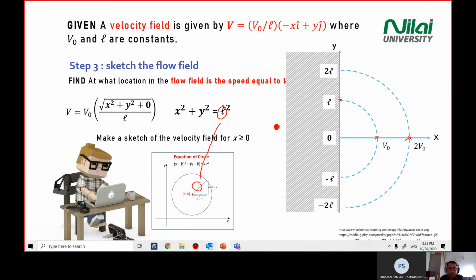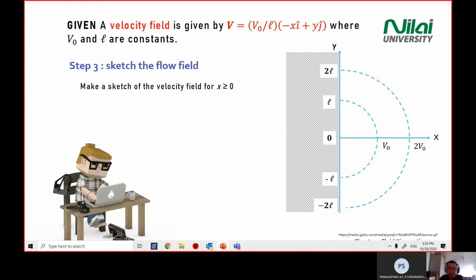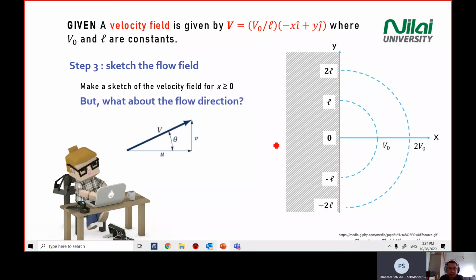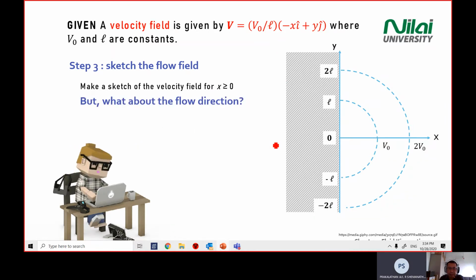Okay, and because our velocity has magnitude and direction, we need to draw out the direction first. How do we know the direction? Negative or positive. Yes, correct.